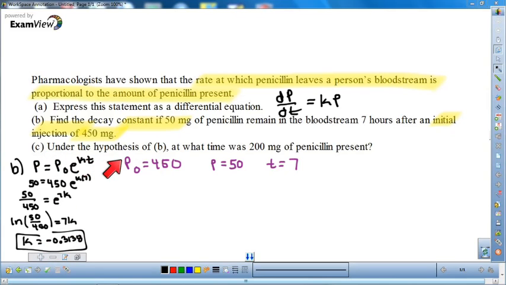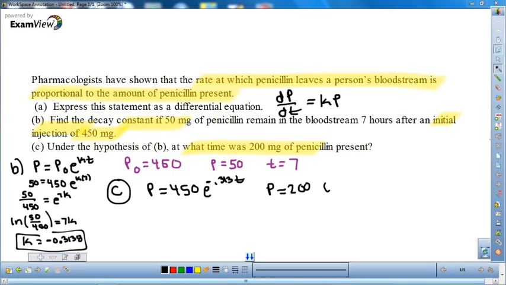Part C says under the hypothesis of B, at what time was 20 milligrams of penicillin present? So we're going to use that equation given with our new decay constant. And notice, once again, I'm only using negative 0.313, but in my calculator, I have it stored as the whole thing under A.